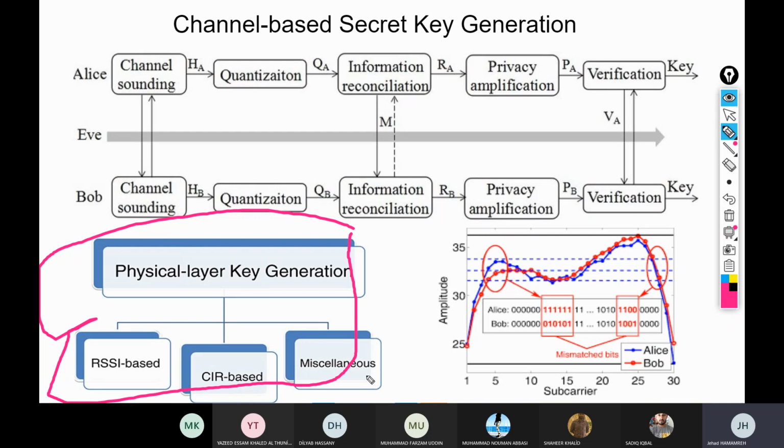So after quantization, you have the information reconciliation process. This process is to make sure that the mismatch bits, the bits which are not the same at both sides, are removed, and then privacy amplification to remove the correlation. And then you verify. You just take a sample data and you encrypt it with your key and send it to the receiver. The receiver tries to decrypt it.